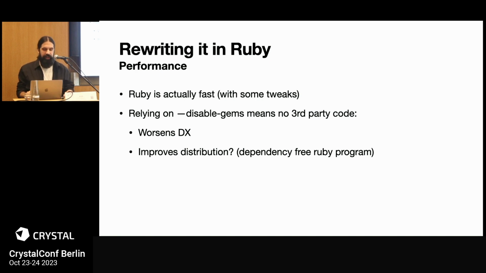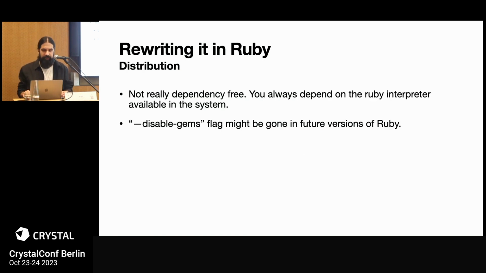So in that regard, it worsens the DX. And I thought that it would improve distribution, because it would be like a dependency-free Ruby program, but in the end, you are still dependent on the Ruby interpreter. The disabled gems flag might even be gone in the future. I saw that in the mailing list of Ruby.